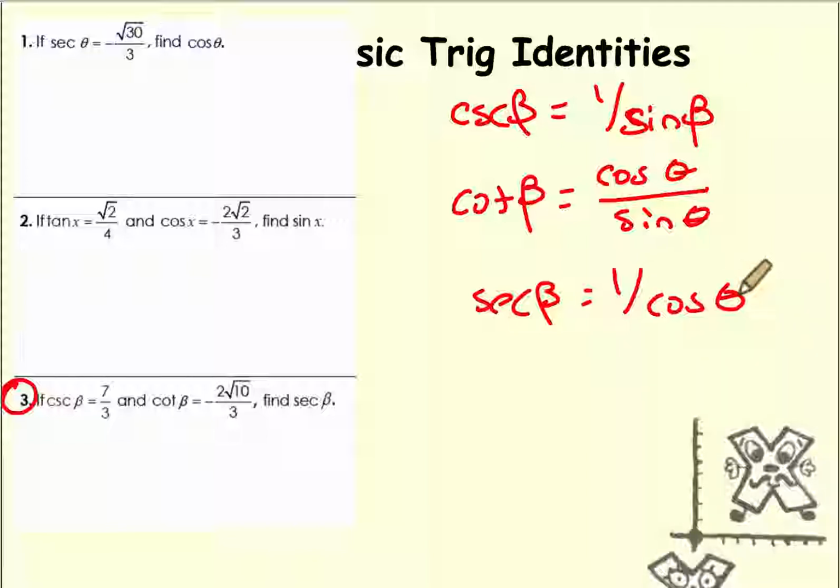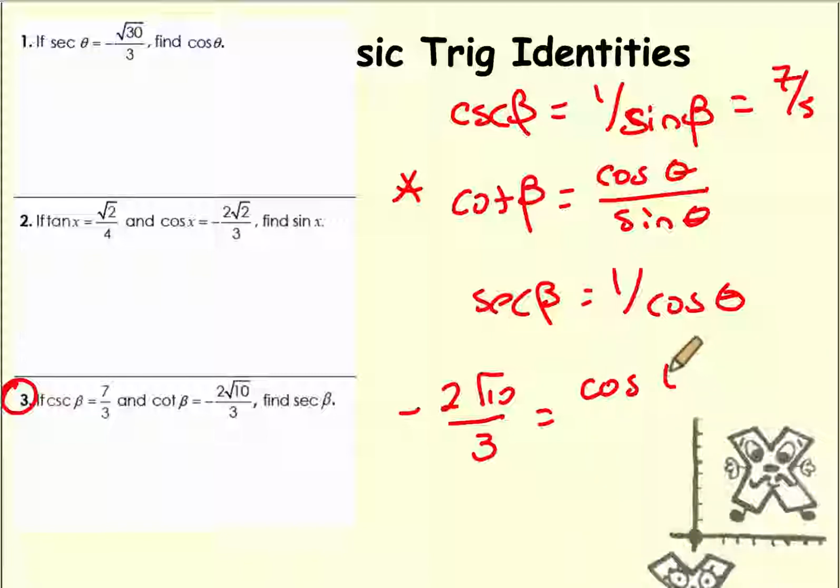Okay, so now let's substitute some stuff into this. I know that the cotangent is negative 2 square root of 10 over 3 for this angle beta. And since the cosecant is negative 7 over 3, if I just reciprocate it, I'll get the sine. So I have cosine of beta over the sine of beta, and the sine of beta has to be the reciprocal of 7 over 3, which is 3 over 7.